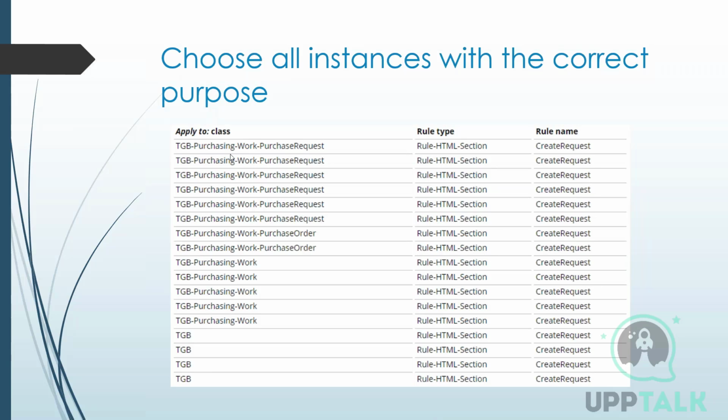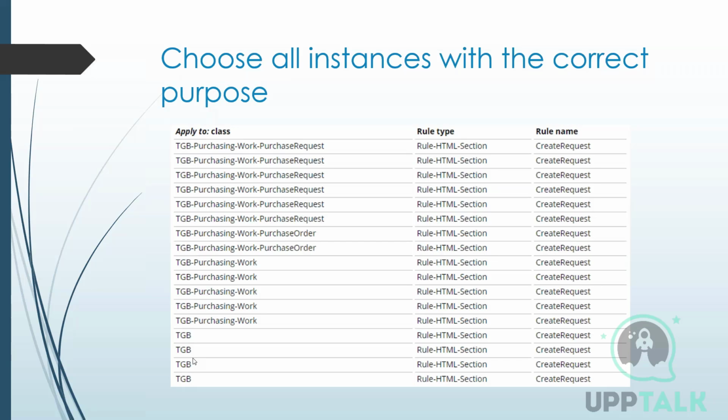So it is available in TGB purchasing work dash purchase request. It is available in TGB purchasing work dash purchase order. It's available in TGB purchasing work. It is available in TGB. Okay. So my rule that we spoke about, which is create request, is available in all different classes. Okay, could be of different versions.